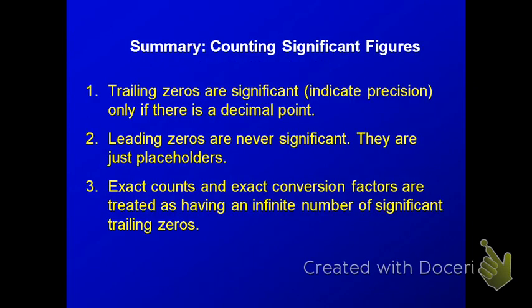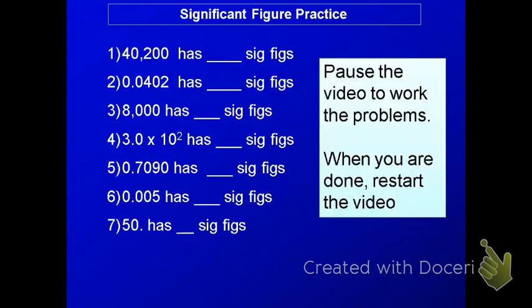So in summary, when we're counting significant figures, trailing zeros are significant, indicate precision, only if there is a decimal point. Leading zeros are never significant. They are just placeholders. And with exact counts and conversion factors, we treat them as having an infinite number of significant trailing zeros.